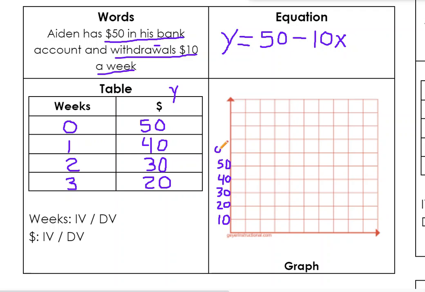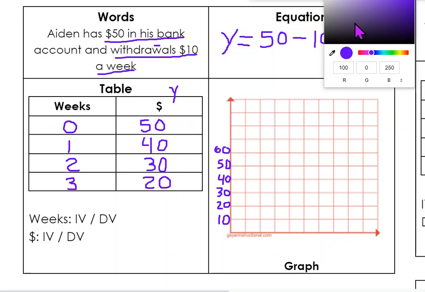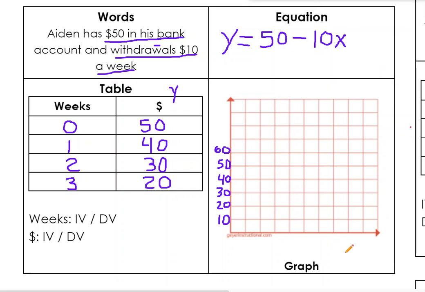And I can keep going up if I wanted to, but our biggest number is 50, right? All right, so let's plot our points. Let's graph our line, all right? So my first point is (0, 50). So at 0, I'm gonna go up to 50 and put a point. So I got a point at 50 right there.